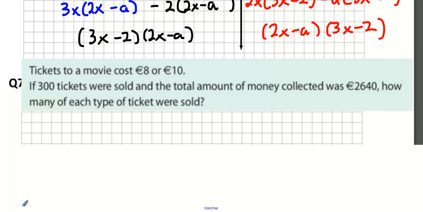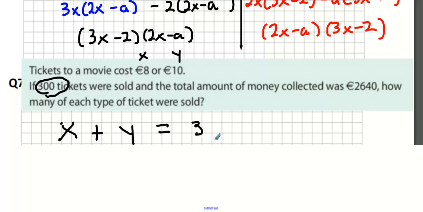And lastly, guys, this one's difficult. All right. Can we do it? Can we do two things? Can we let X be the amount of €8 tickets and Y be the number of €10 tickets? Is that okay with you guys? Now, how many tickets are there in total? So what does that mean? Number of €8 tickets sold plus the number of €10 tickets sold must be equal to what?